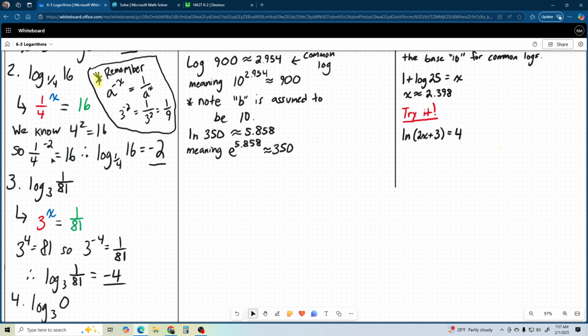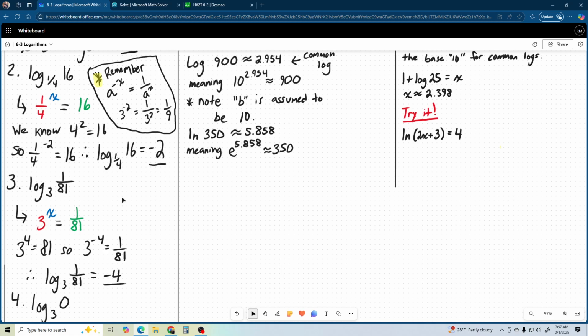And now that we know that this is true, we know that the exponent is negative 2, so that's our answer. We can rewrite it as log base 1/4 of 16 equals negative 2, and negative 2 is our answer. So if we said, what is log base 1/4 of 16? The answer is negative 2. That's what we were looking for.